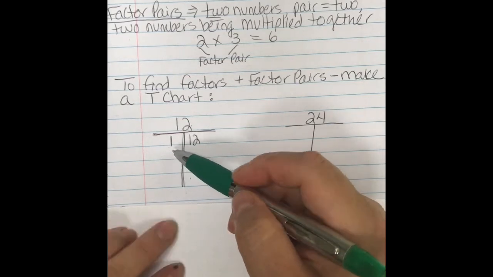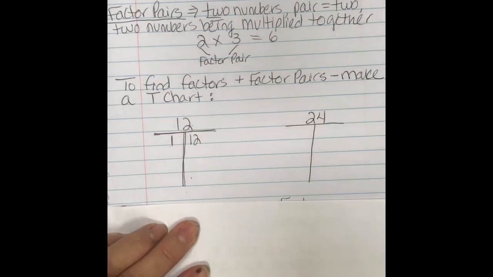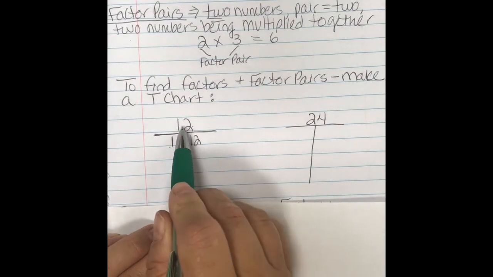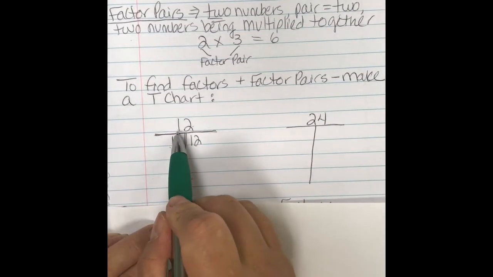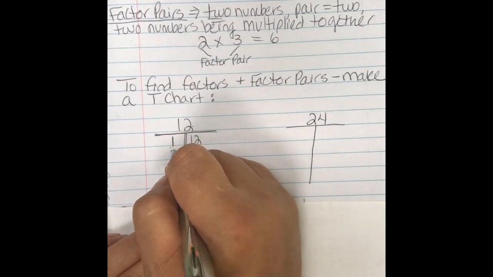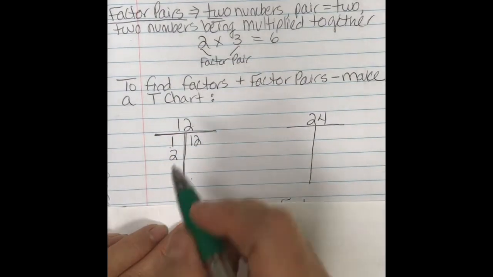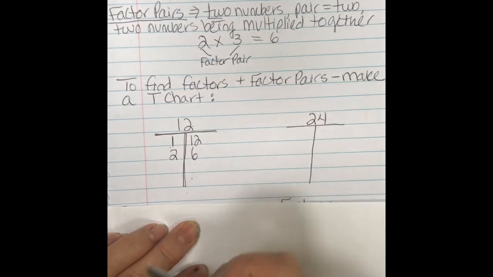Okay, so you start with 1. Every number on their T-chart should have 1 because 1 times the number always gets you back to 12. Now you go to 2. I know because 12 is an even number that 2 is going to be a factor. So 2 times what? 2 times 6 is going to be back up to 12.